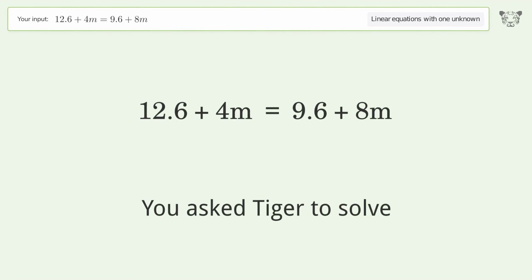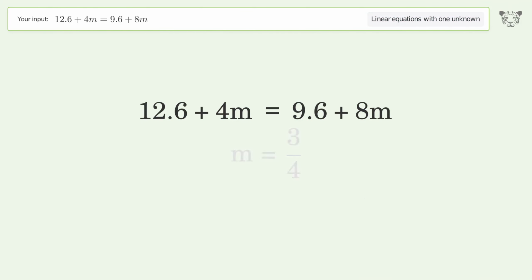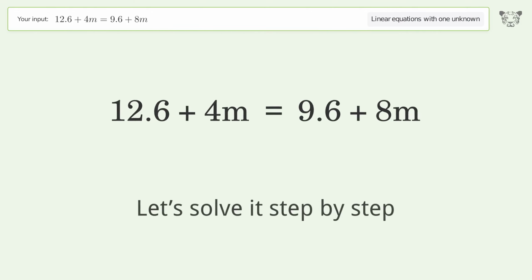You ask Tiger to solve this. This deals with linear equations with one unknown. The final result is m equals 3/4. Let's solve it step by step.